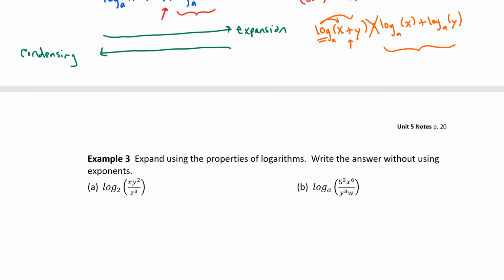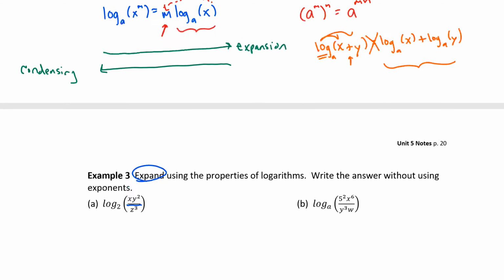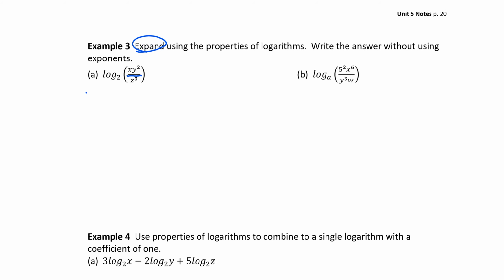Let's practice these properties on the next few examples. Example 3, expand using the properties of logarithms. Write the answer without using exponents. So notice on example A, we have log base 2 of xy squared over z cubed. The first thing we're going to deal with here is the quotient rule. We've got the logarithm of a quotient, so we're going to separate this as logarithm of the numerator minus logarithm of the denominator. And we'll keep base 2 throughout the problem. So this becomes log base 2 of xy squared minus log base 2 of z cubed.